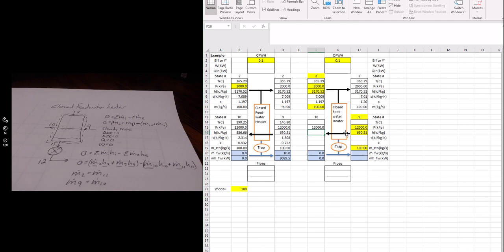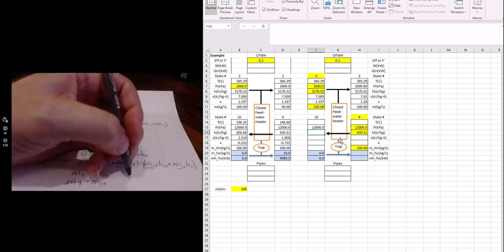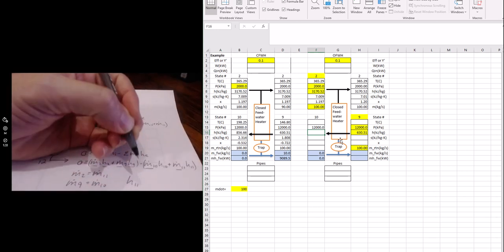Now H11, I don't have a place for that on this spreadsheet. So the enthalpy here is kind of built into the system. So let's calculate that, but we'll put it in this equation rather than on the spreadsheet here. So we need to find H11.